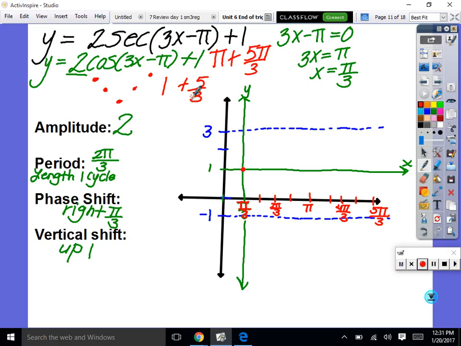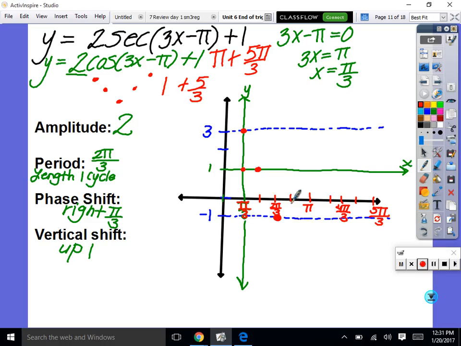So we have to go to our new origin, which is right here, right? New origin. And then cosine starts at the top, the max. So at the first point, it's at the max. At the next point, it's at the midline. Sorry, there is a lot going on here. Okay, so at this point, we're at the midline, right? Then at this point, we're at the bottom of our amplitude.